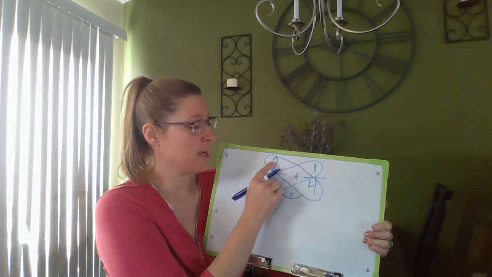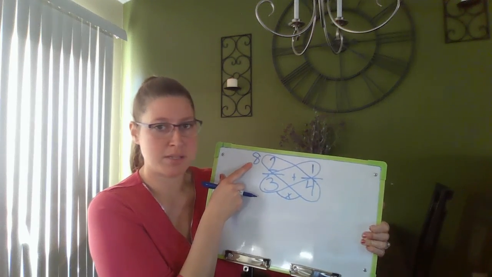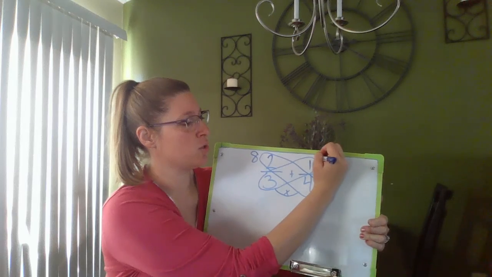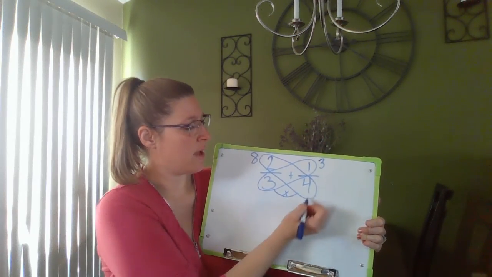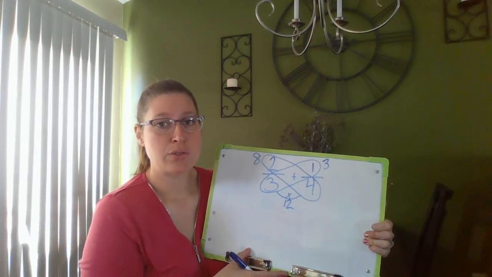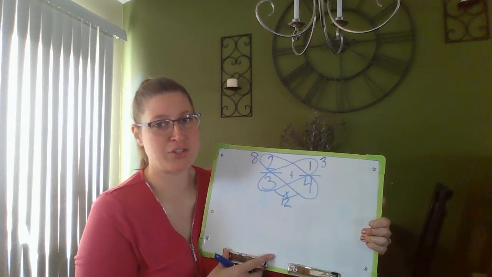So 4 times 2 is 8. I'm going to put my product just above my current numerator. 3 times 1 is 3. 3 times 4 is 12. So now I have all the numbers I need to rewrite my fractions.